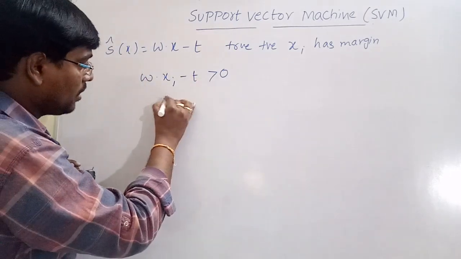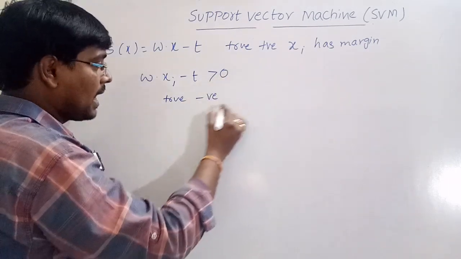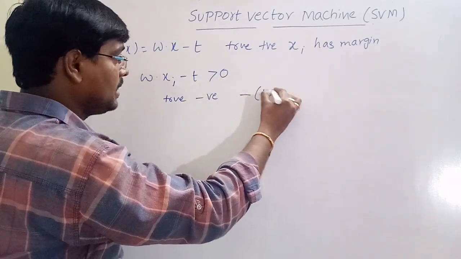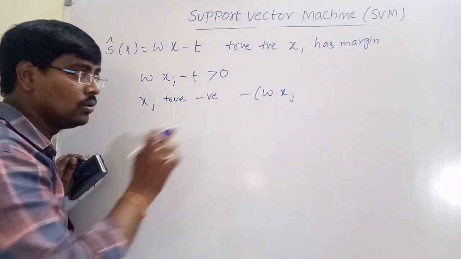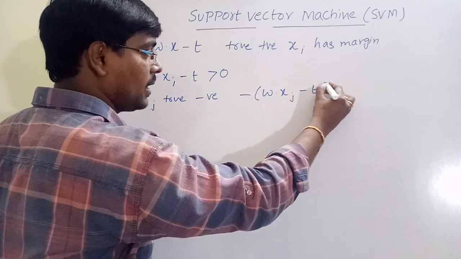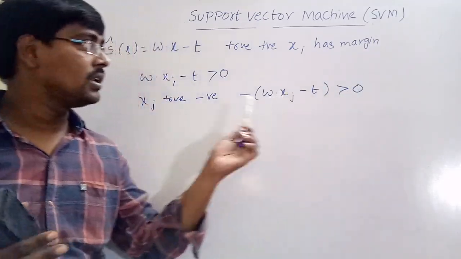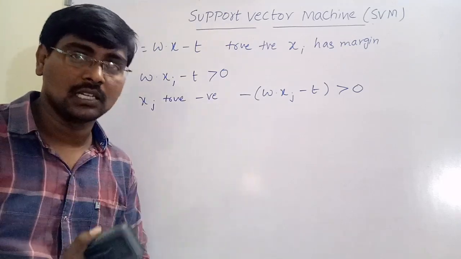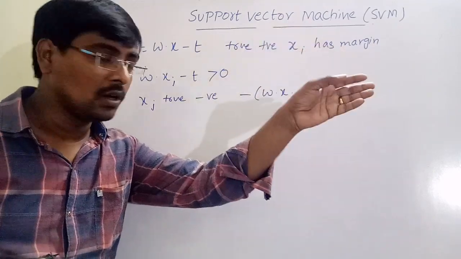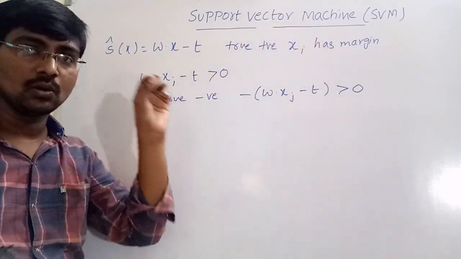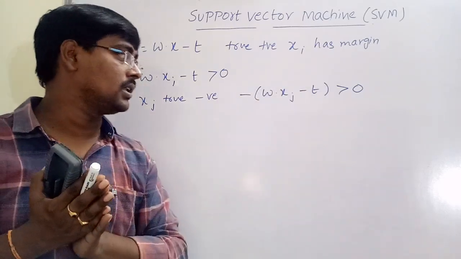Similarly, for a true negative, it has the margin minus W into xj. For example, xj is the true negative, and W into xj minus t is less than 0. So the point is simply that for a particular instance, for a true positive, the margin value is greater than 0. For a true negative, it is also greater than 0, but here the sign is minus.